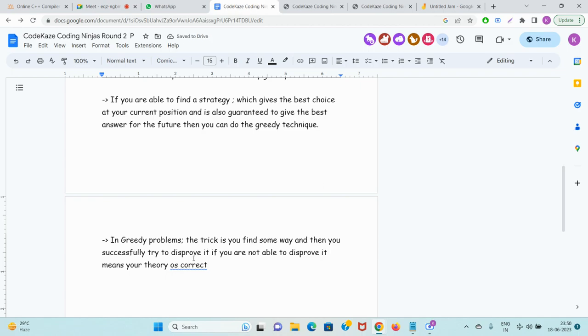For example, Newton said that there is gravity, that things are going down. Why did people accept him? Nobody could prove him wrong. Things are going down, and you can see it. Understood? Similarly in the greedy strategy, you need to come up with some observation, intuition, and then you need to try to disprove it. If you are not able to disprove it, it means it is correct. Okay. So we will see how to do that.